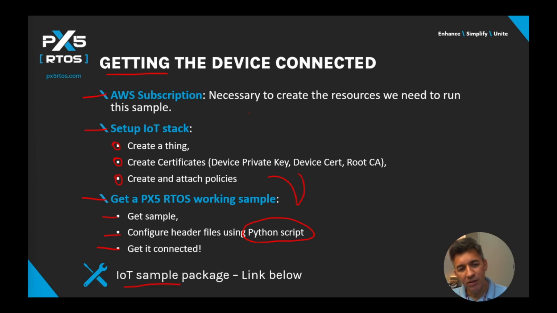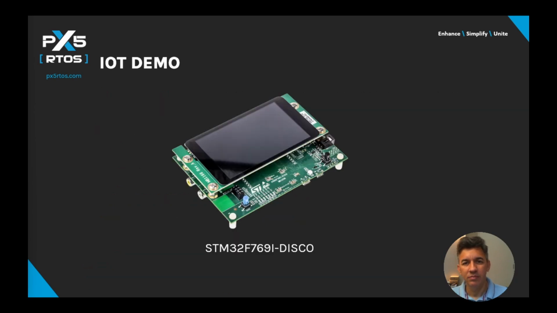So the IoT sample package that has both the source code for this sample and also the scripts, you will find in the description below the link for that. The device we'll be using for this demo is the STM32F769. Let's take a look at the demo.